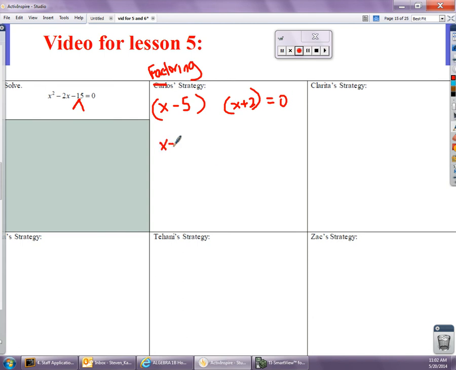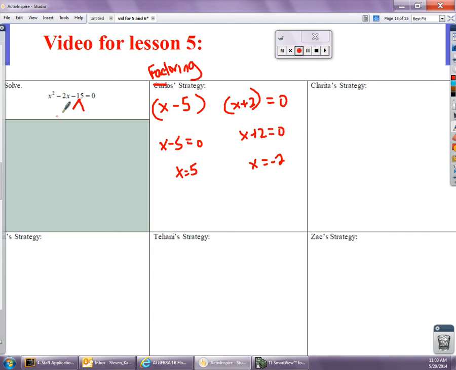And if you set each one equal to 0 and solve, add 5 on both sides, you get x equals 5 and x equals negative 2. So that's the factoring method. Quadratic formula method, I'm going to do down here.